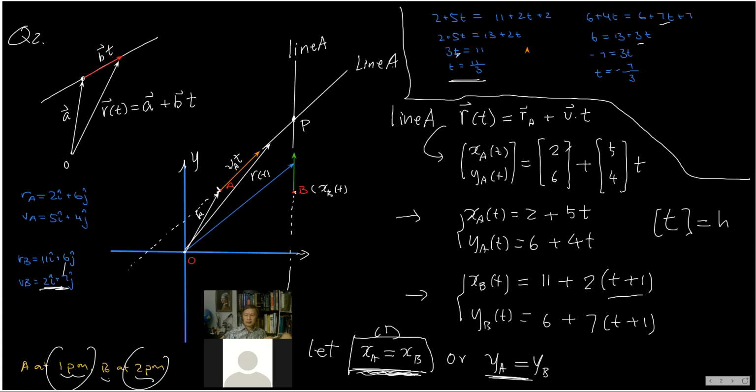So we can work out this straight line for both, and we got 2, 6 for this coordinate, and the velocity is 5, 4. Another, b, is 2, 7, and 11, 6. I think we are right. Or you can double check your calculation. 2, 5t. 2, 5t is x, right?